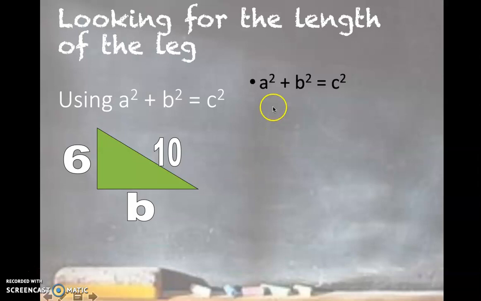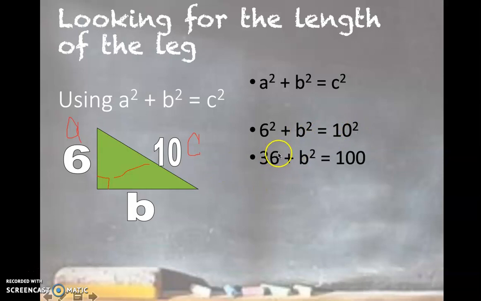I am going to be using a squared plus b squared equals c squared. First thing I want to do is identify my pieces and plug them in. I can see this is the 90-degree angle. This is across from the 90-degree angle, so this will be my C. This is already labeled as B, and this will be A. If I plug in the values, 6 squared is A. I'm looking for B, and then 10 squared is C.